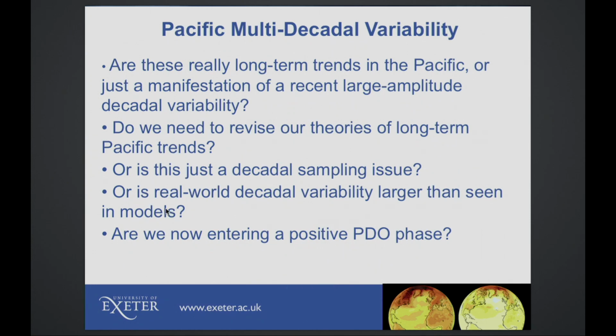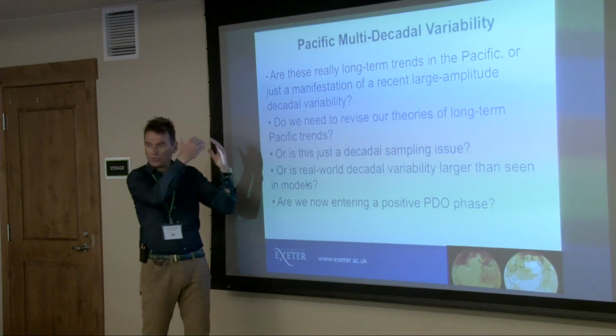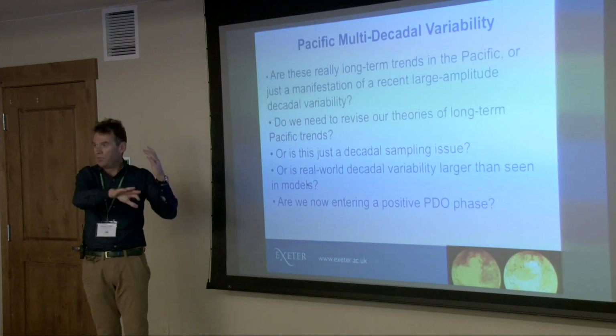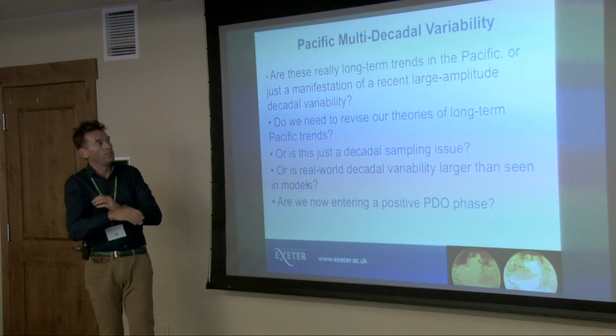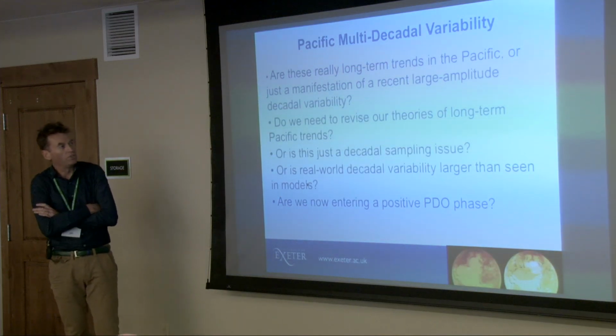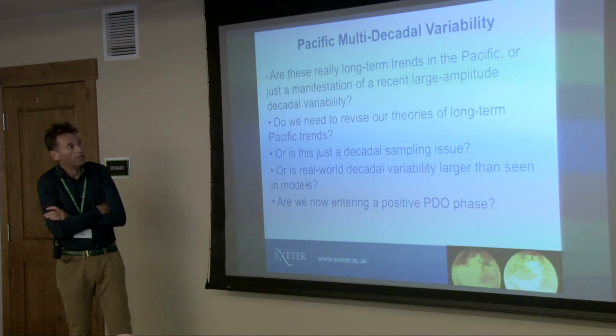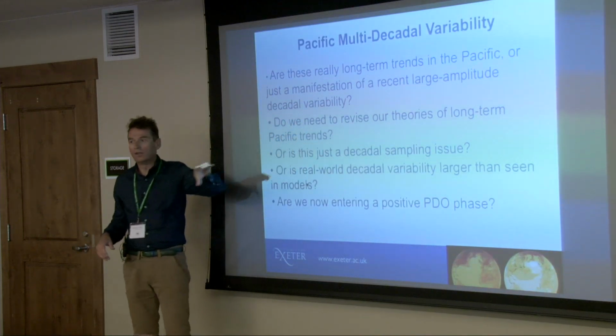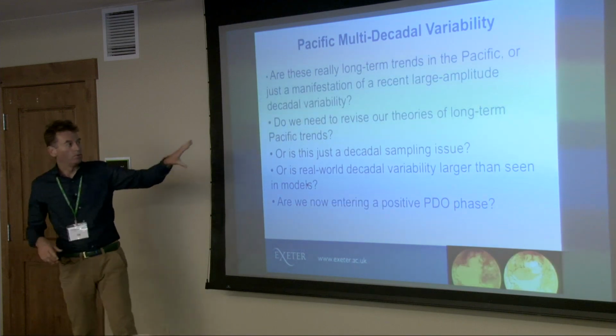So, some intermediate questions at this stage. Are these really long-term trends that we're seeing in the Pacific, or is it just that we've had this recent quite large amplitude negative PDO decadal event, pushing the trend downwards in the latter part of the record? If it is a trend, do we need to revise our theories about how the Pacific will change?